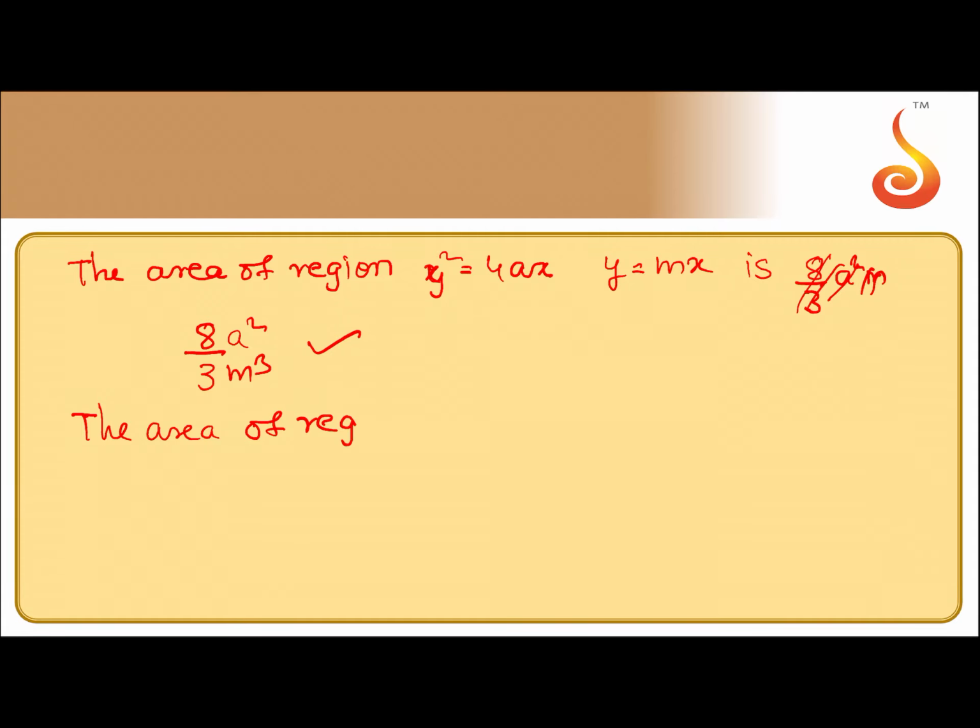Similarly, area of the region x square is equal to 4ay and y is equal to mx is 8 by 3 a square m cube. So very important, both the formulae. So this much of formulae are sufficient for areas.